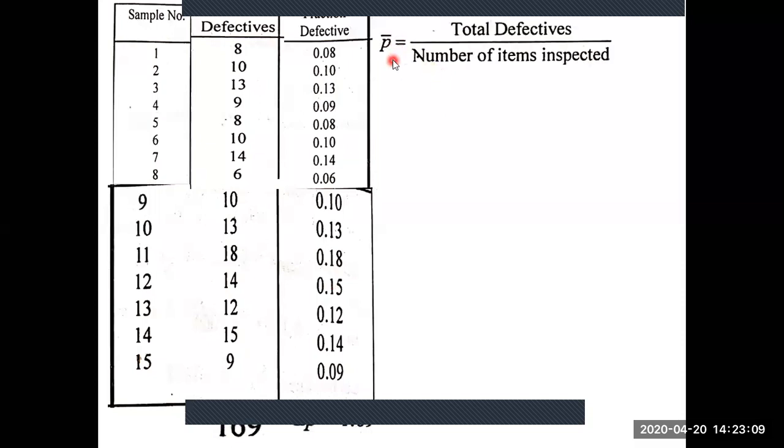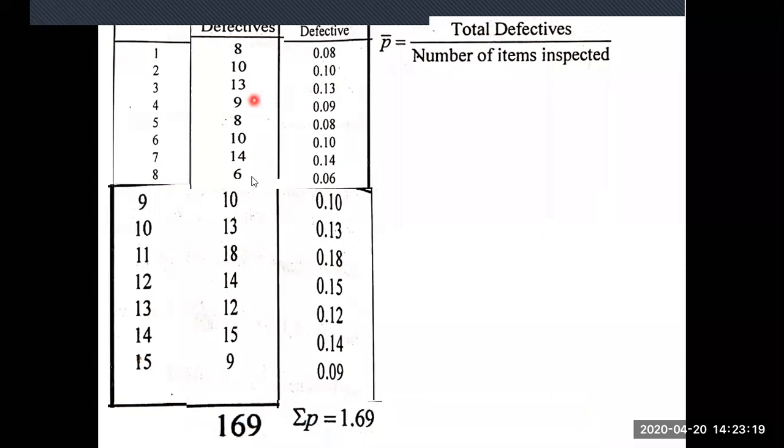Here is the formula. First we have to find out the P bar. P bar is equal to total defectives divided by total items inspected. How many defectives are there in total? Total defectives are 169. The total summation of the fractional defectives, sigma p, is 1.69. Okay. So 169 defectives are there. Therefore, you write 169 here.